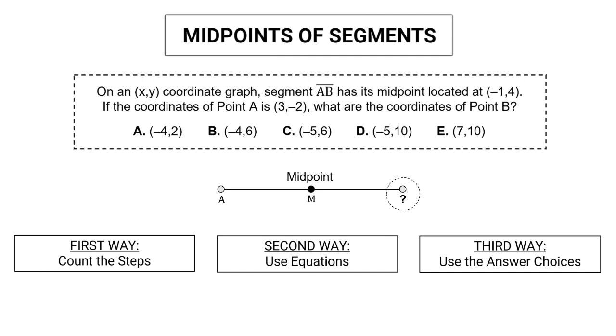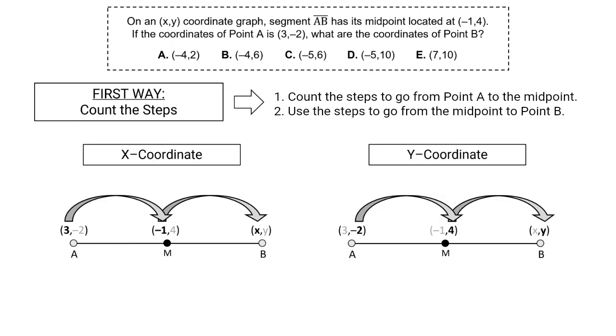Believe it or not, there are actually 3 different methods we can use to find this other endpoint. We're going to go through each method separately. We're going to do it by counting steps. The next way we're going to use equations, and then we're going to use the answer choices to get the correct answer. The first way to solve the problem is to count steps.